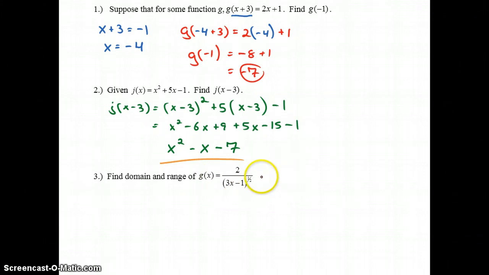The domain and range of g of x. I notice a couple things here. First off, I'm dealing with a fraction, but I'm also dealing with a fractional exponent, which can also be thought of as a square root. 3x minus 1.